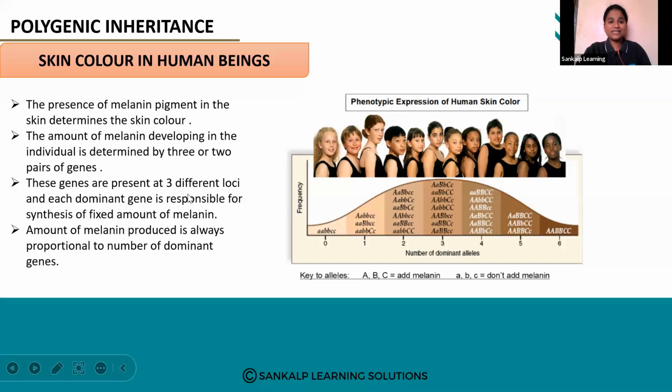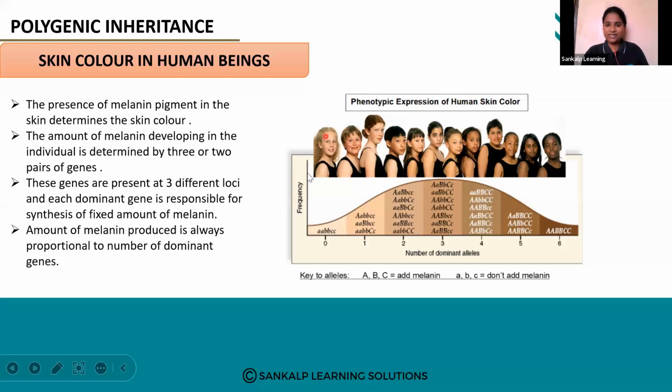These genes are present at 3 different loci, that is, at 3 different positions linked on the chromosome. And each dominant gene is responsible for synthesis of a fixed amount of melanin. The amount of melanin produced is always proportional to the number of dominant genes. So how much melanin is produced depends on how many dominant genes we have. Based on that, the skin color and melanin amount will be there.